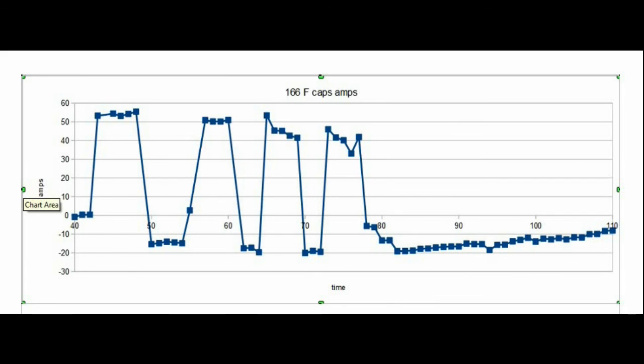Hopefully you found this interesting, and shortly I'll be installing these capacitor banks on the truck and testing them out in some real-world situations. Thanks for watching.